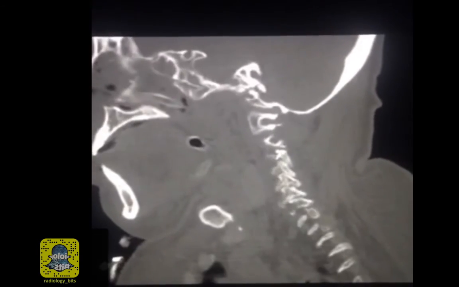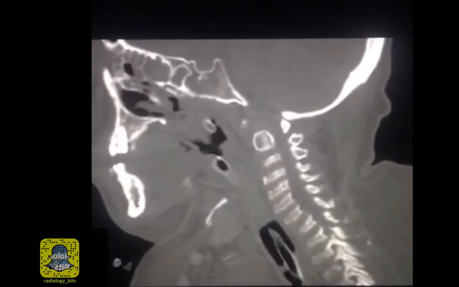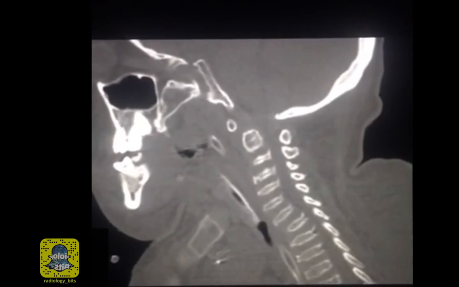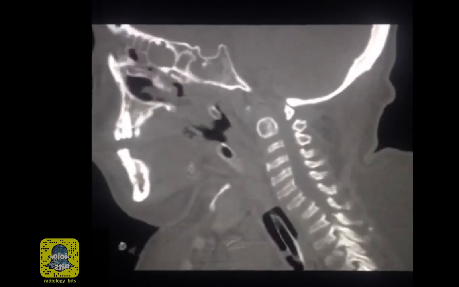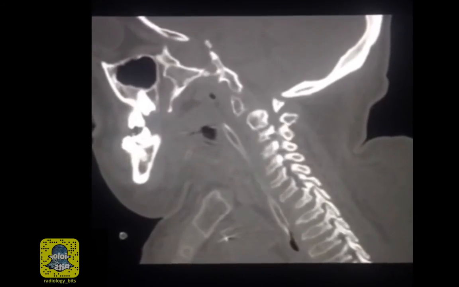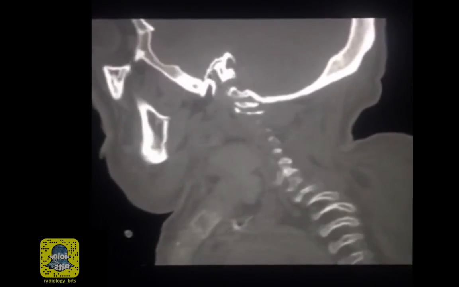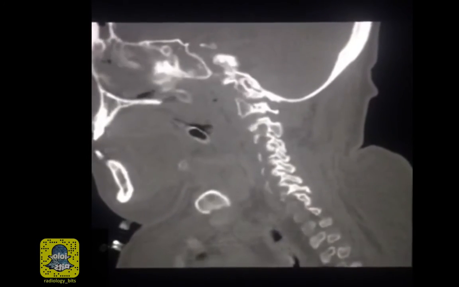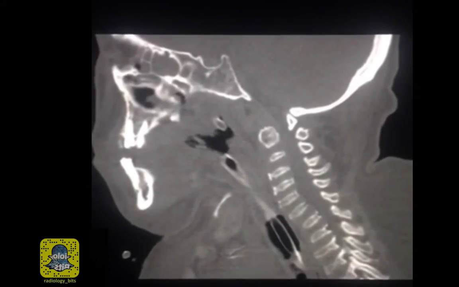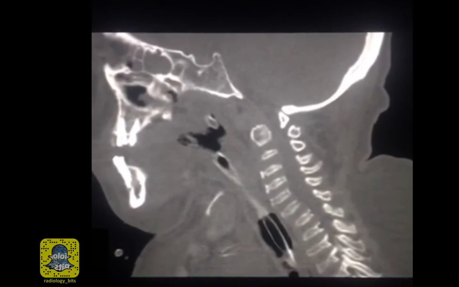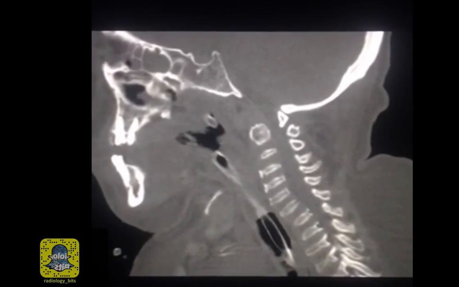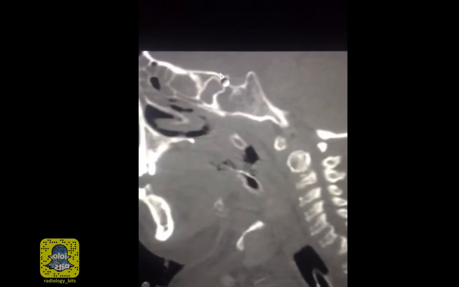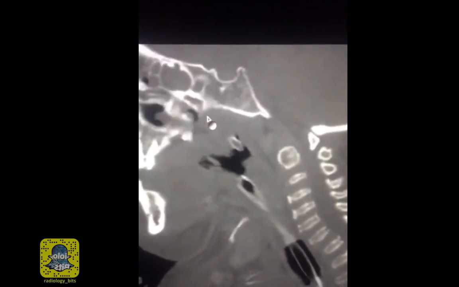Hi there, this is a 28-year-old male patient with extremely interesting findings of a specific diagnosis. We're looking at a sagittal CT scan of the neck in bone window. This case is more interesting for seniors, but it has lots of neat findings, kind of show and tell for juniors as well. Let's start by the first finding.